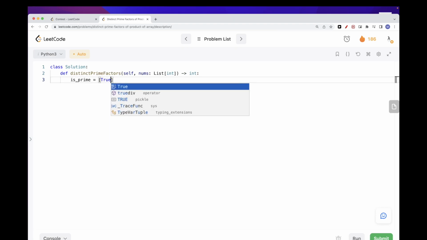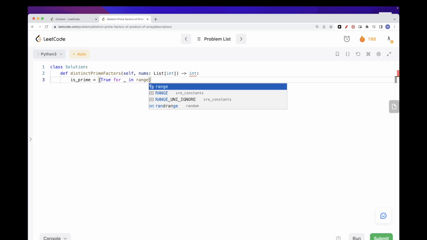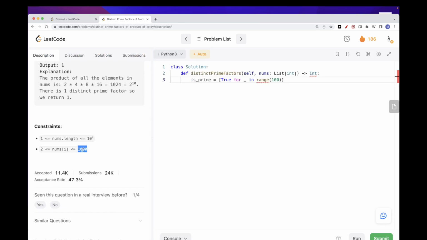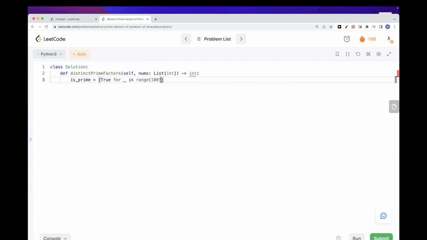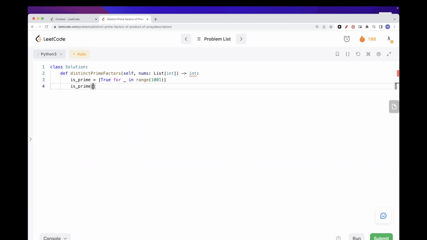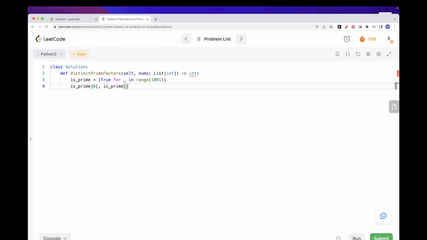So first we will suppose that they are prime until we check and we determine that they are not. And so we'll do that for all the numbers up to 1,000 because that's the limit for the numbers. So in Python, to get to 1,000, we need to do 1,000 plus 1 here. Then we will mark prime 0 and prime 1 as false initially.